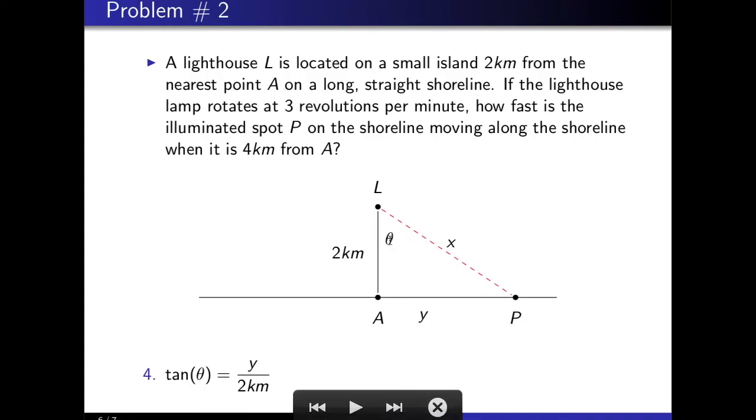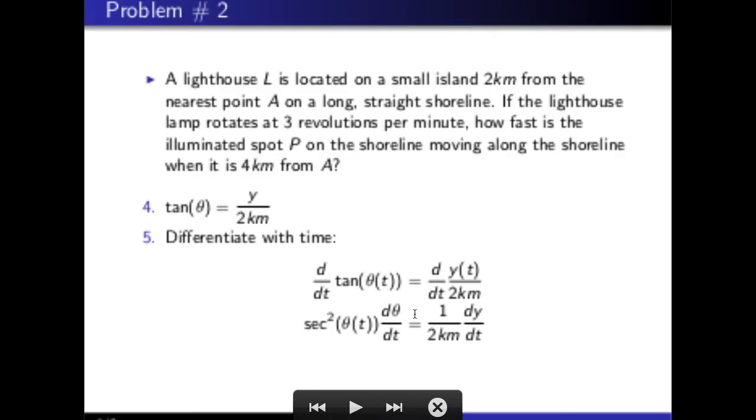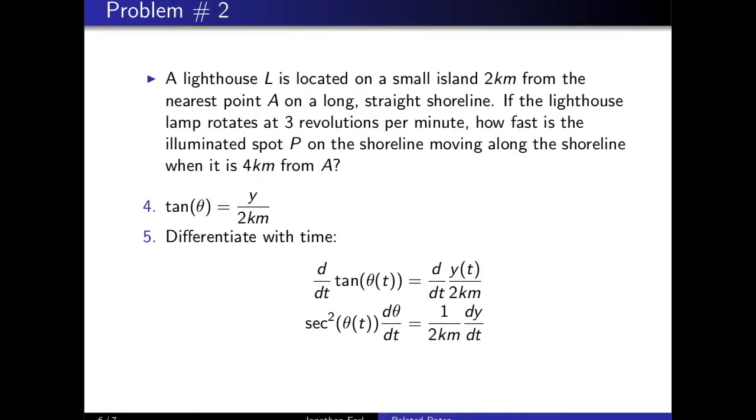Okay, so we'll relate our theta, y, and 2 kilometers by tangent of theta. So tangent of theta is going to be y over 2 kilometers. Then we'll differentiate with time, so we'll say that theta and also y are functions of time and take their derivatives. We know that the derivative of tangent is secant squared. So on the left-hand side, based on our chain rule, we'll get secant squared of theta times d theta by dt. And on the right-hand side, we just have 1 over 2 kilometers times the derivative of y, so we get 1 over 2 kilometers dy by dt.